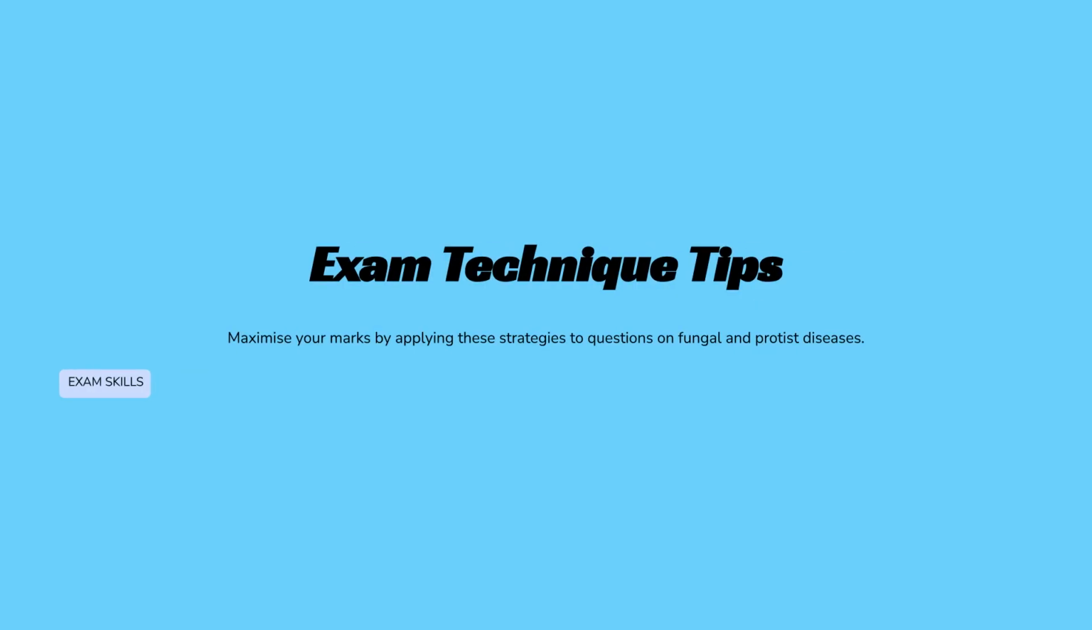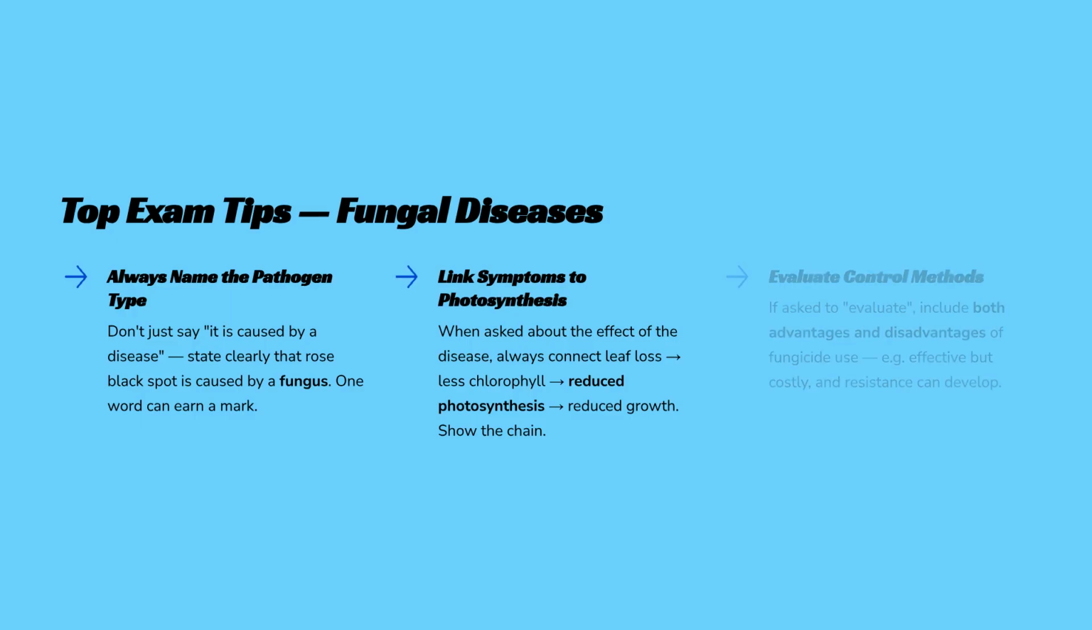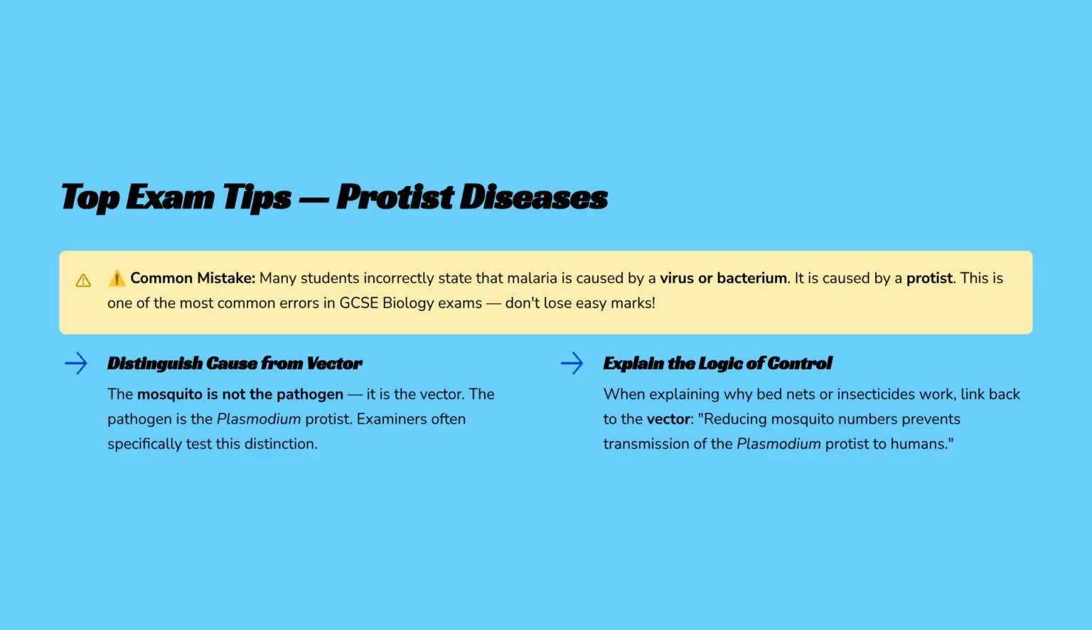Finally, let's look at some key exam techniques to help you maximize your marks on these specific topics. For fungal diseases, always state the pathogen type. Link symptoms like leaf loss to reduced photosynthesis. And when asked to evaluate, always discuss both the pros and cons of methods like fungicide use. For protist diseases, remember that malaria is caused by a protist, not a virus or bacterium. Distinguish the parasite from its mosquito vector, and always link control methods to stopping the transmission cycle.